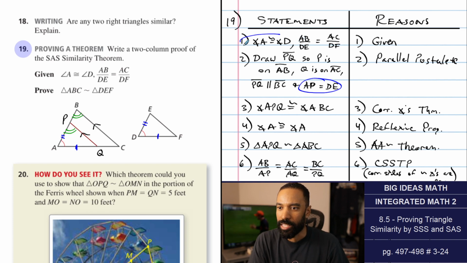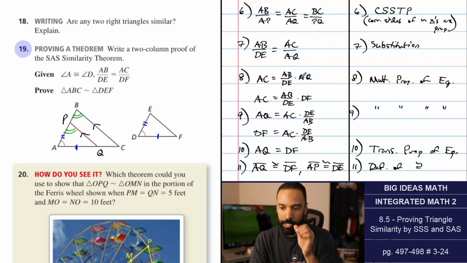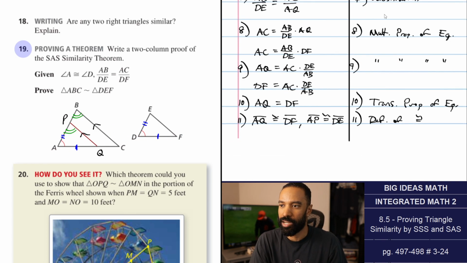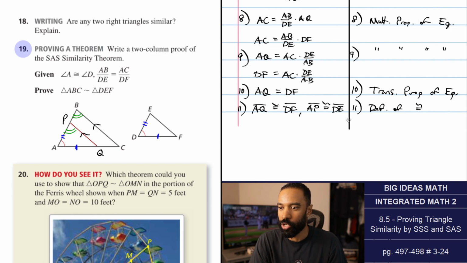That was a given. So angle A is congruent to angle D. Duh, it's a given. So we have two sets of sides that are congruent, and the angle in between that's congruent. That's enough to say that those two triangles are congruent to each other.